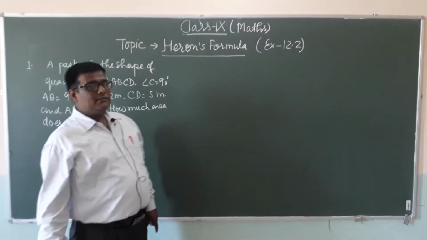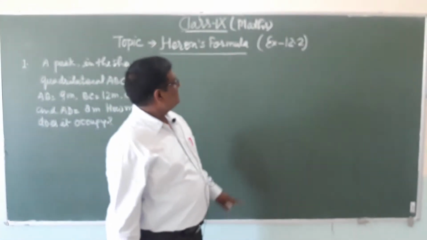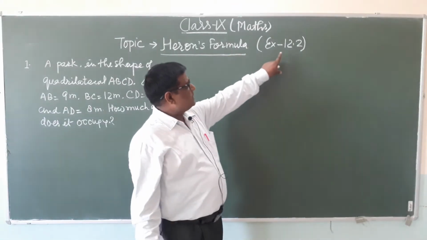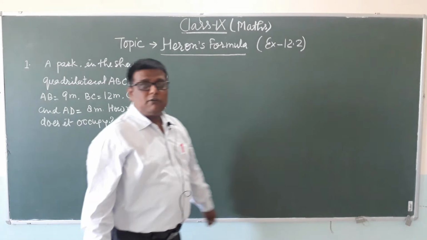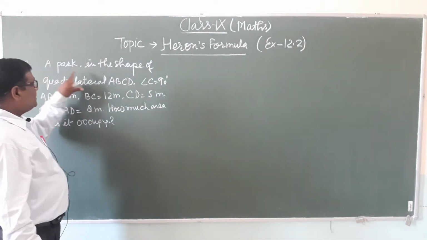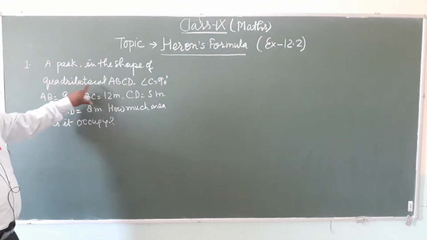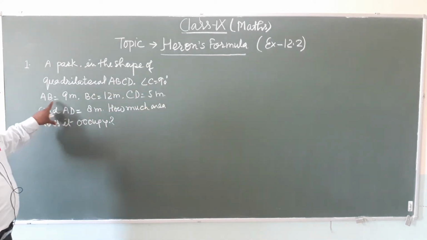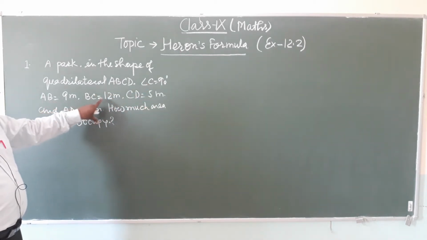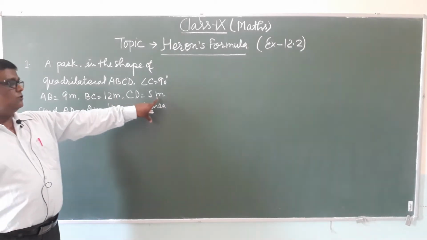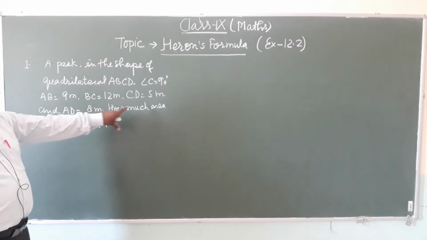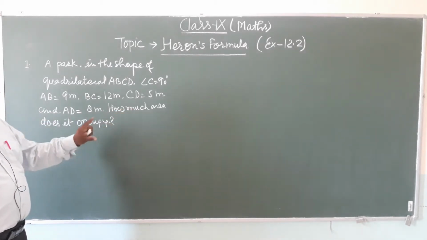Hello students, today in our mathematics class for class 9th, the topic is Heron's formula and exercise 12.2. Question number 1: a park in the shape of quadrilateral ABCD, angle C is 90 degrees, AB is equal to 9 meter, BC is equal to 12 meter, CD is equal to 5 meter and AD is equal to 8 meter. How much area does it occupy?